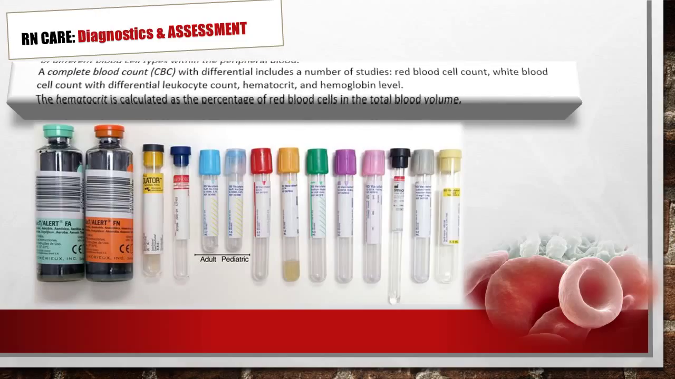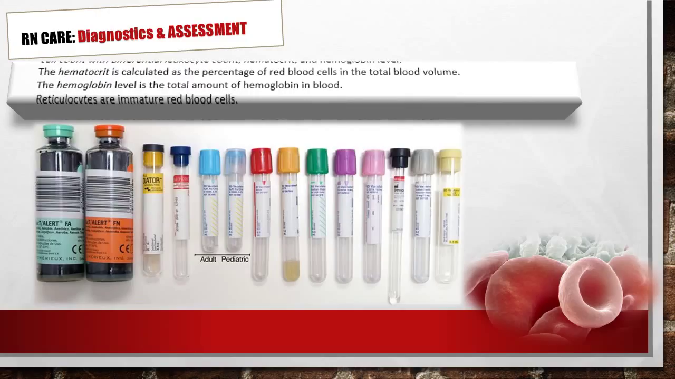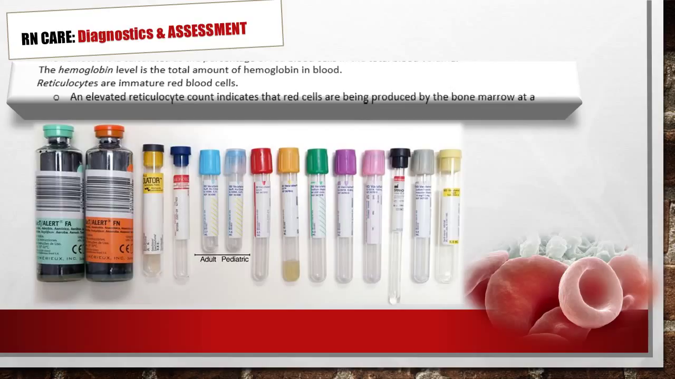We want to look at a CBC with differential. It includes a number of studies. We want to look at the red blood cells, the white blood cell count with differential leukocyte count, and hematocrit and hemoglobin levels. The hematocrit is calculated as a percentage of the red blood cells in the total blood volume. Remember that the hemoglobin is the amount of hemoglobin in the blood.